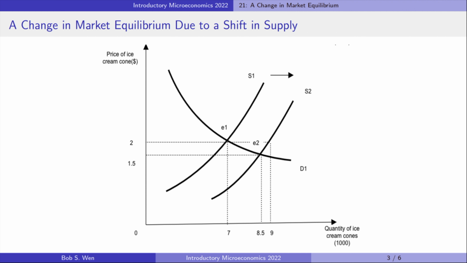The sellers respond to the surplus by lowering the price. The decrease in the price causes the quantity demanded to rise and the quantity supplied to drop along the demand and supply curves. Eventually, the market reaches its new equilibrium, E2. At the new market equilibrium, the equilibrium price is $1.5 per ice cream cone, and the equilibrium quantity is 8,500 ice cream cones per week. Compared to the old equilibrium, the new equilibrium has a higher quantity of ice cream sold at a lower price.